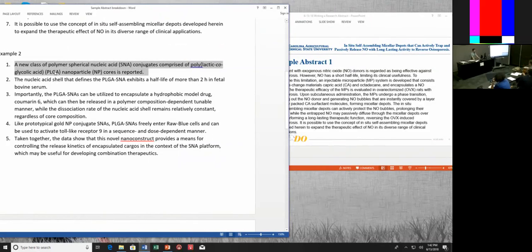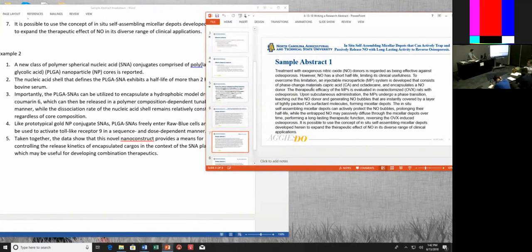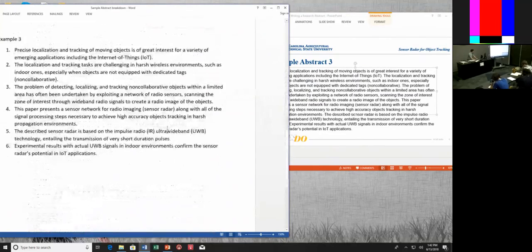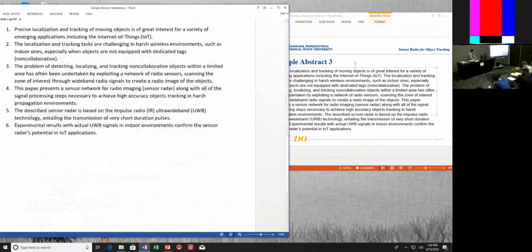So there's a lot of room here to improve, I think, even though it's obviously a well-written paragraph from a reputable journal. All right, because I want to end on a more straightforward note, let's go to the third example, which I think you'll find a little more straightforward. Again, I want you to break it down in terms of these components. This one, the article title is Sensor Radar for Object Tracking. And again, I'll put up the breakdown so you can look at that as well.